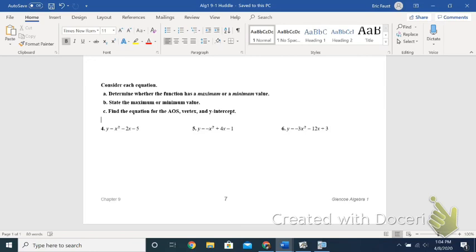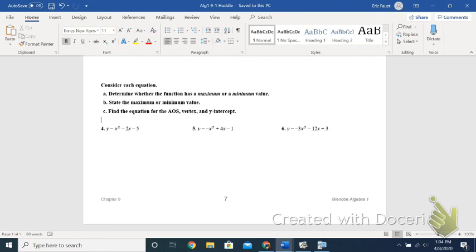Number 5, that's a maximum because you have a negative as your a value there, so you have a maximum. Part B should be 2 comma 3. That is your maximum value. And part C, y-intercept is negative 1. Axis of symmetry is x equals 2. Vertex is 2 comma 3.